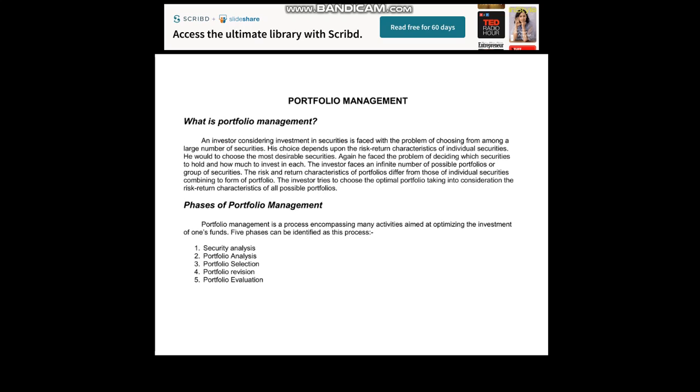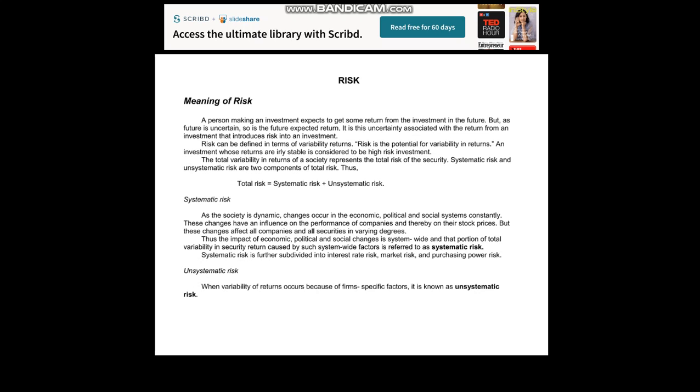Phases of portfolio management. Portfolio management is a process encompassing many activities aimed at optimizing the investment of one's fund. Five phases can be identified in this process. First, security analysis. Second, portfolio analysis. Third, portfolio selection. Fourth, portfolio revision. Fifth, portfolio evaluation.